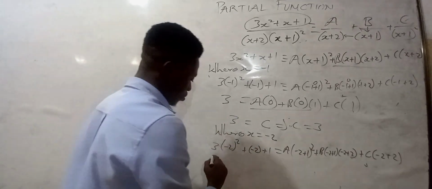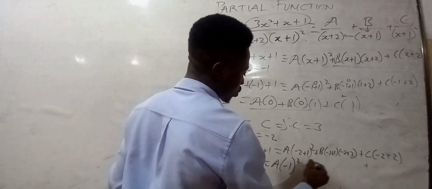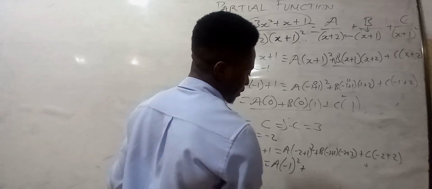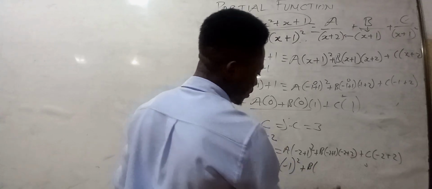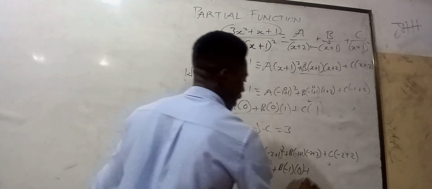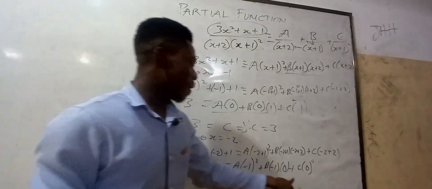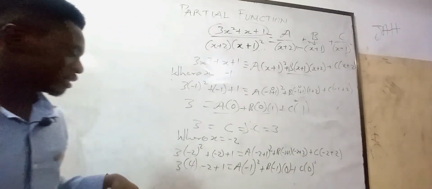Okay, let me do it one after the other. So here will be 4 plus minus 2 plus 1 being equal to A to brackets, here will be -1 all squared plus B. We know B will be 0 definitely, so let me not waste time there. And the C2 will be what? 0. Since we are eliminating C, B and C will be 0.